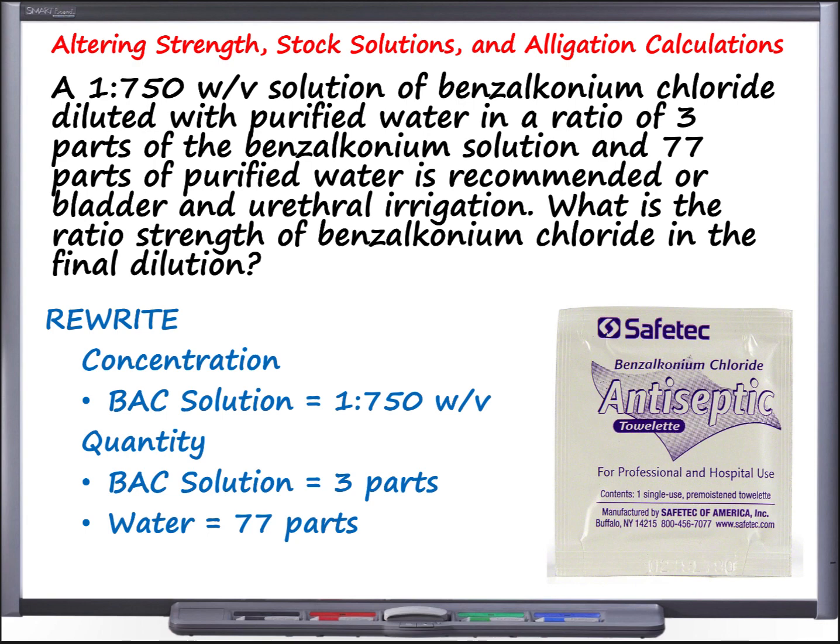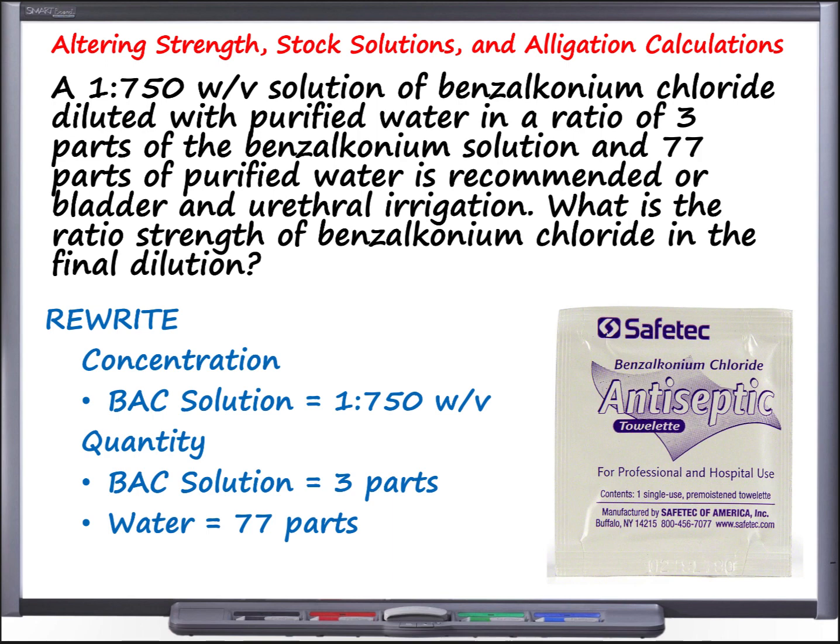So, let's rewrite the information we need for this question. It starts with this: the concentration of the solution we already have is a 1 to 750 weight per volume. And what we want to make, while we don't know what the concentration will be, we know the quantity. We know what we want in the end is 3 parts of the initial benzalkonium chloride solution mixed with 77 parts of water. So we do have a volume or a final quantity of the solution we're trying to make.